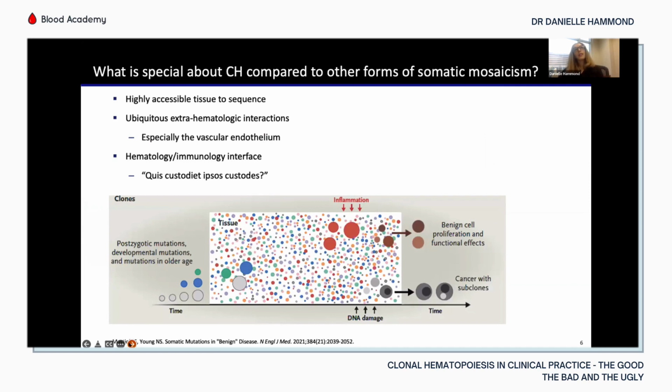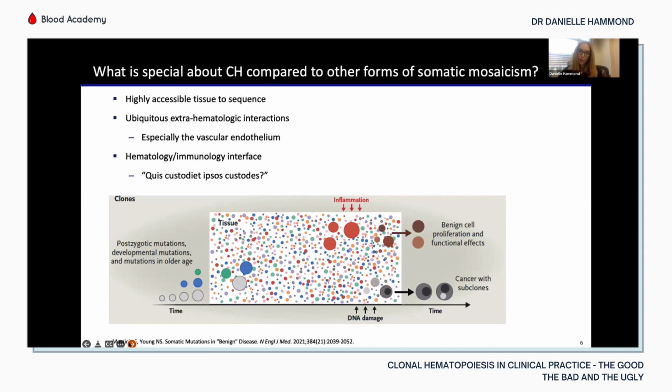So the idea that there's genetic diversity or somatic mosaicism in cells of any given tissue is not a new concept. This has been known for decades, and nor is it news that polyps are a precursor state to colorectal cancer. So, what makes hematopoietic somatic mosaicism special compared to this in other tissues? Well, one is just hematopoietic tissue is the most easily accessible and therefore the most ubiquitously sequenced.